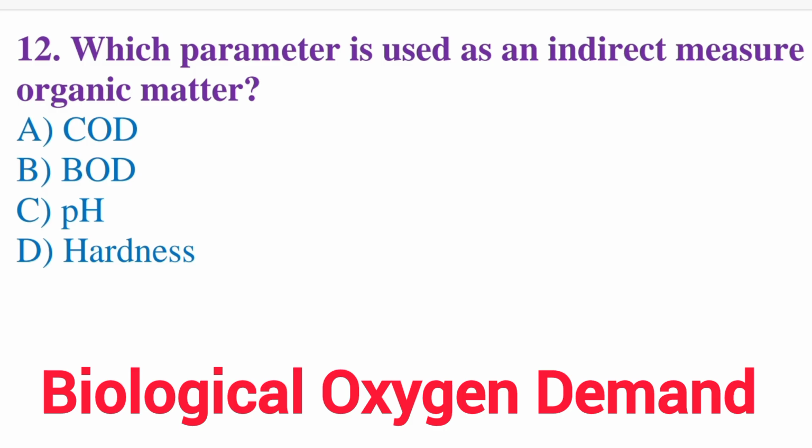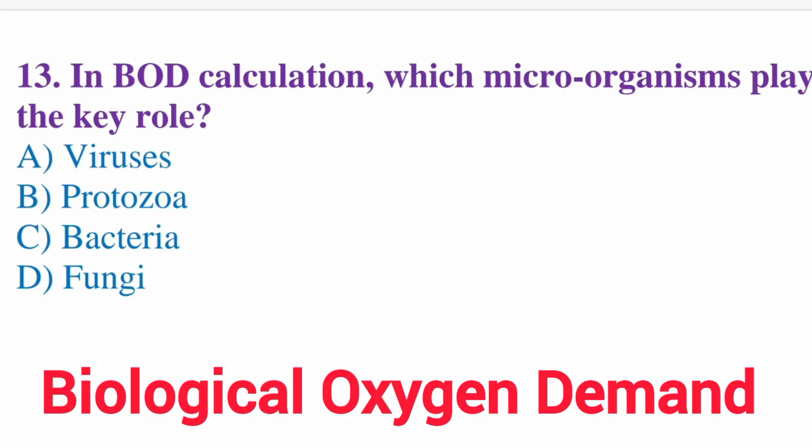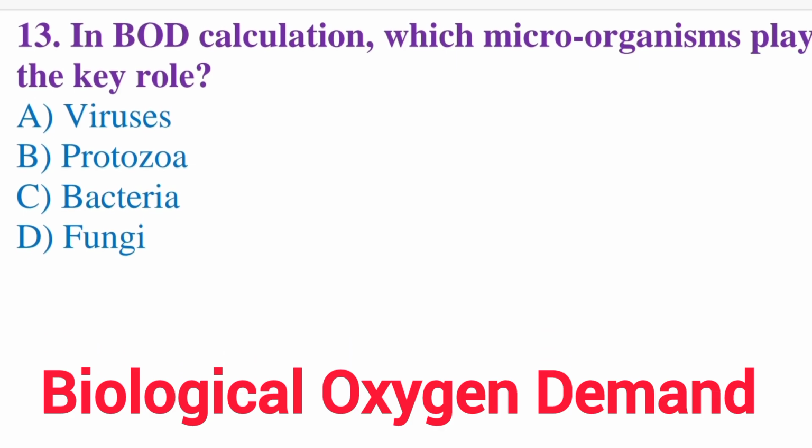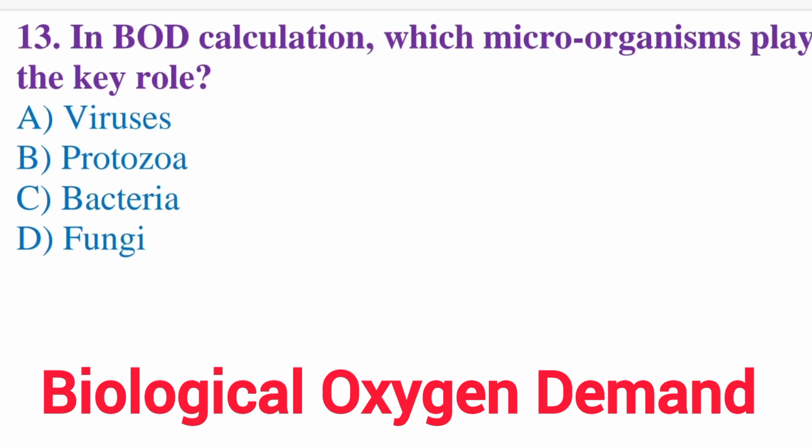Next question, which parameter is used as an indirect measure of organic matter? Option A COD, option B BOD, option C pH and option D hardness. So the amount of organic matter present in the water is called option B, BOD. Next question, in BOD calculation, which of the microorganisms play a major role? Option A virus, option B protozoa, option C bacteria and option D fungi. So the correct answer is option C, bacteria.